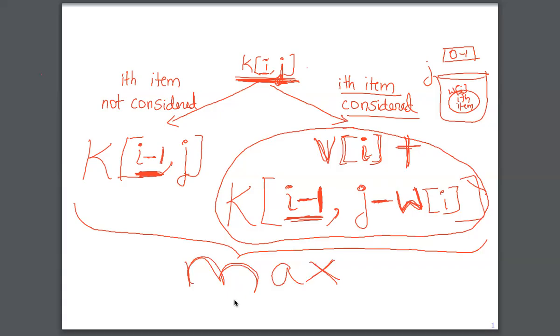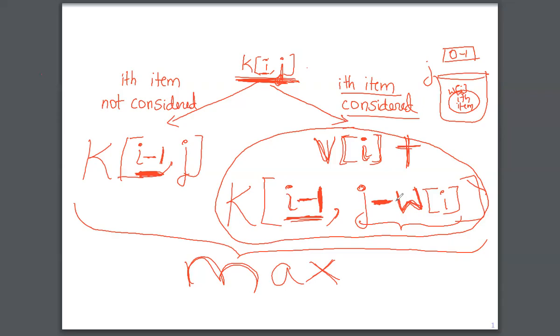Why do we have J greater than or equal to W of I? Simple. You want to make sure this is non-negative. You want to make sure that you add it only if there is capacity, else you cannot add it. So make sure this is greater than or equal to 0. This is how you derive the recurrence.